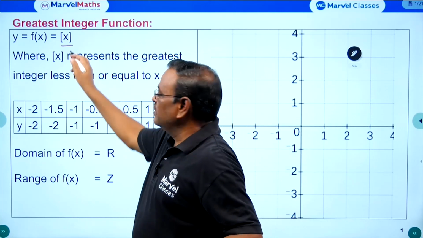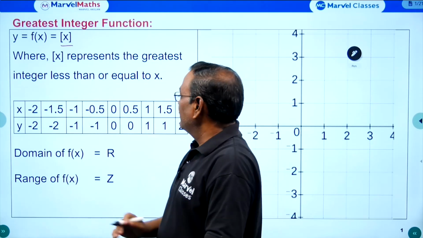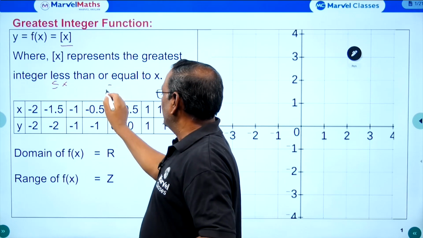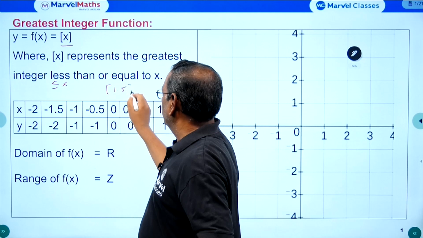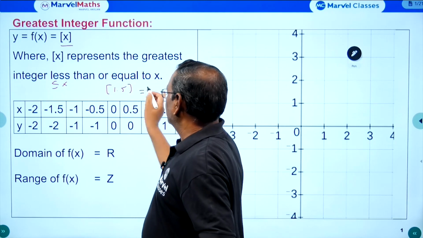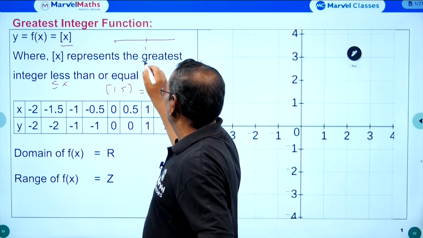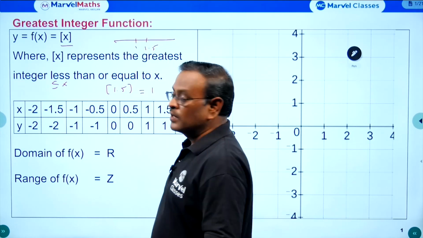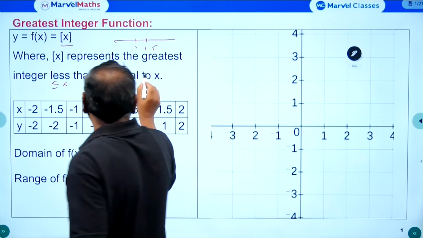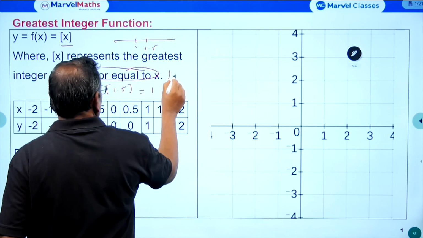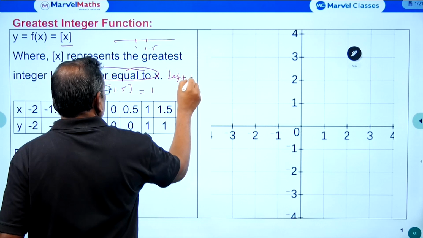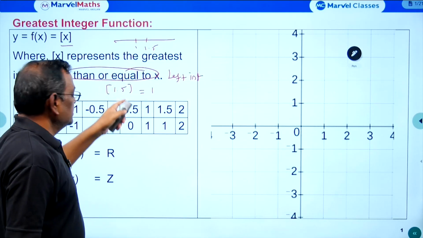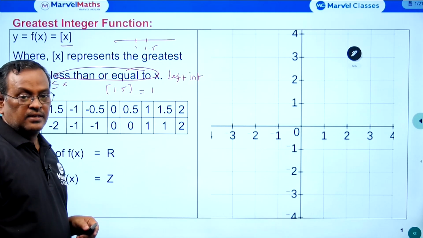So this is a symbol, but this bracket is very important, where the greatest integer of x represents the greatest integer less than or equal to x. Whatever the value, for example 1.5 means the left side integer. In this number line, this is 1.5, so this is 1. So what is the left side integer? 1. So don't forget this, it is always nothing but the left side integer. Whatever the value inside this bracket, take the left side integer, correct?